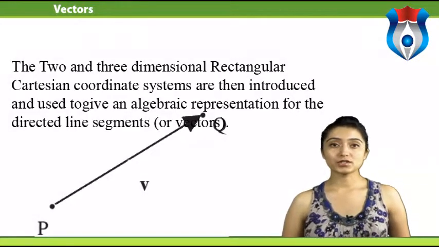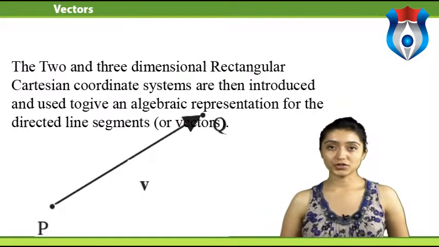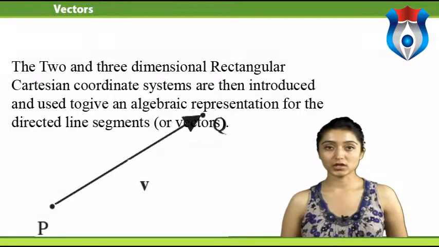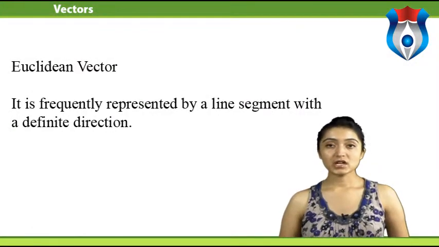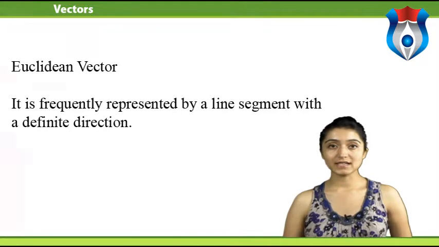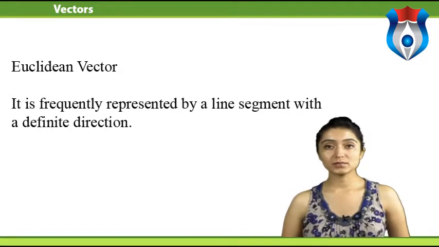Two new operations on vectors called the dot product and the cross product are introduced. Some familiar theorems from Euclidean geometry are proved using vector methods. Euclidean vector. It is frequently represented by a line segment with a definite direction, or graphically as an arrow connecting an initial point A with a terminal point B.